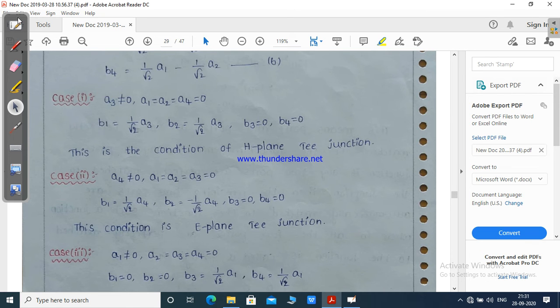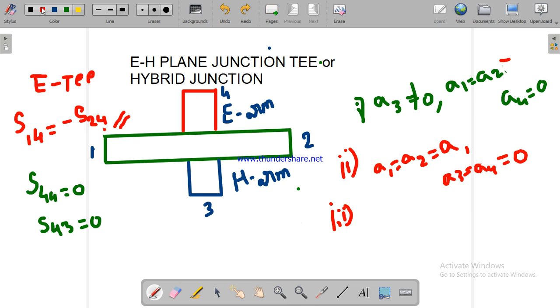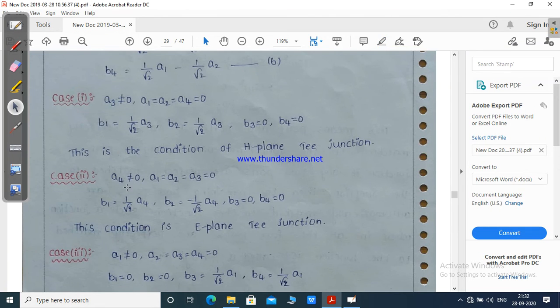That means if we go into the diagram, here we are taking the fourth port as input, and this is the output. This is port 1, output is B1. B1 is equal to 1 by root 2 into A4. Here minus 1 by root 2 into A4 because of the 180 degrees phase shift, right? And at port 3 we get 0. We already discussed this. So the same values we can observe here. B1 and B2 are out of phase, minus 1 by root 2, 1 by root 2. B3 0, B4 0.